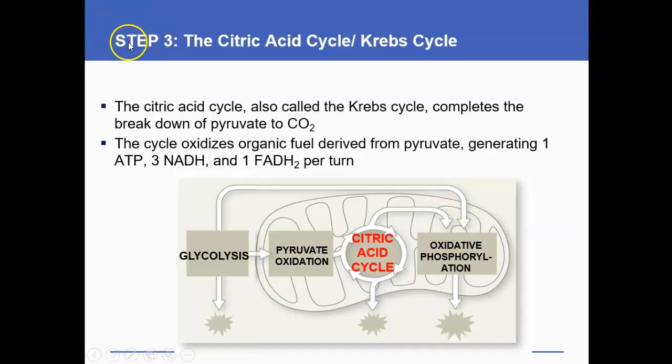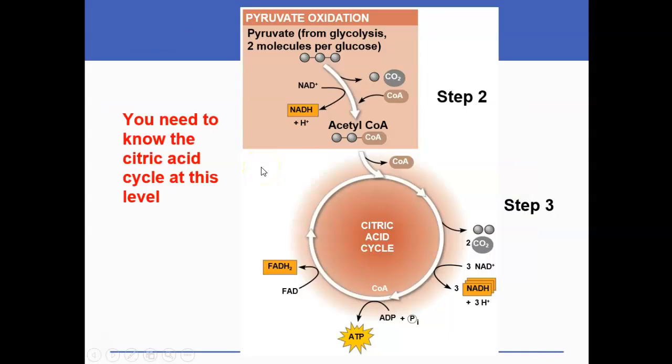So now we're ready for step 3, the citric acid cycle, which is often also called the Krebs cycle. So the Krebs cycle, you need to know its place, you need to know where it is happening. It is happening within the matrix of the mitochondria, and we are going to see how pyruvate in the form of acetyl-CoA is going to be generating a little bit of energy and more of these electron carriers.